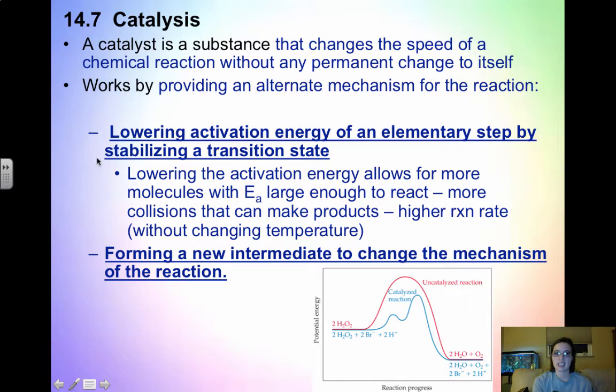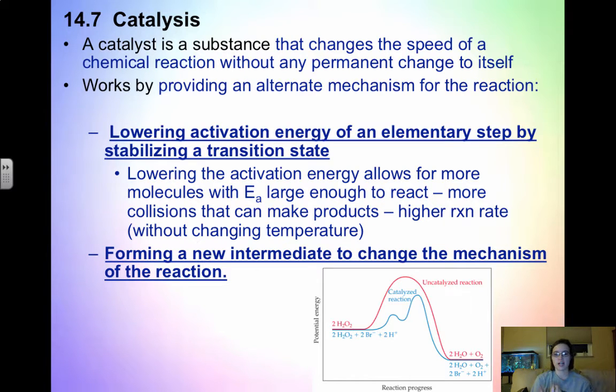What a catalyst does is it actually lowers the activation energy of the elementary step by stabilizing the transition state. Remember, activation energy is the minimum amount of energy that you need in order for a reaction to occur. So the catalyst lowers that activation energy. It makes the transition state, which is already at maximum energy, more stable, which in turn minimizes the energy. By lowering the activation energy, more molecules have that amount of energy, and more molecules can react, which means we have more collisions and a higher reaction rate without changing the temperature at all, right?